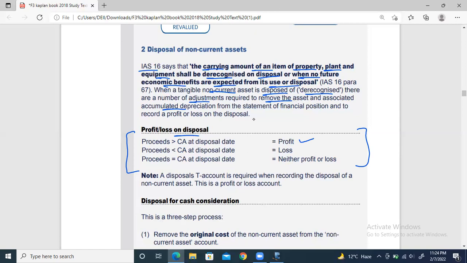Okay, and the opposite thing happens over here, that when the proceeds are less than the carrying amount at the disposal date, then there is a loss. Okay, so let's say the carrying amount was 10,000, right? And right now we have a lot of indicators that the life has completely ended. The machine is in a very bad condition. The machine is desperately in need of sale right now, right?